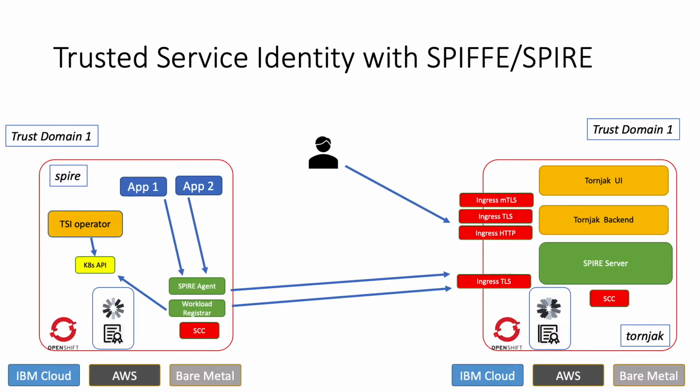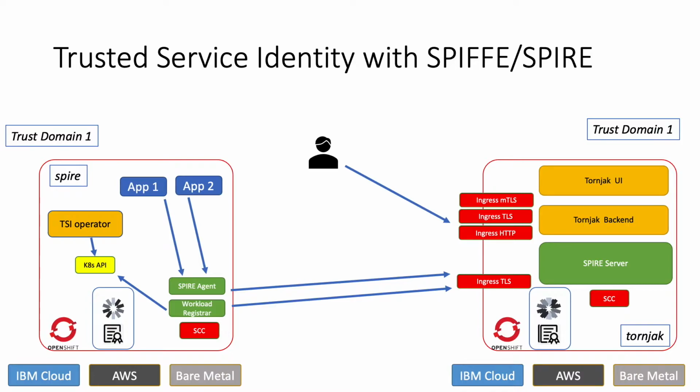We can use the Tornjak namespace, and that's called a project in OpenShift. The Tornjak front-end UI is written in React. This is what the user can access through the ingress endpoints. We currently support HTTP, TLS, and mutual TLS. There are also encryption keys and certificates for the secure connection, and the security context constraints, SCC. These are the OpenShift permission controls.